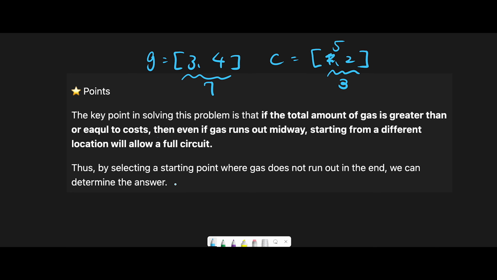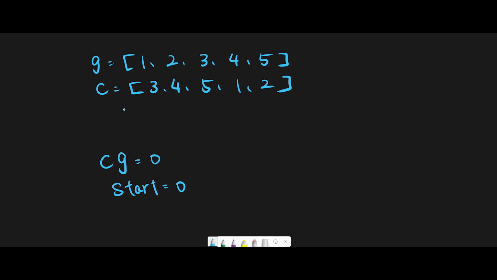So let's see one more example. Okay, let's see this example. Gas is 1, 2, 3, 4, 5, and the cost is 3, 4, 5, 1, 2. First of all, check total gas versus total cost. Total gas is 15, and the total cost is also 15. So that means we can definitely travel around the circuit.